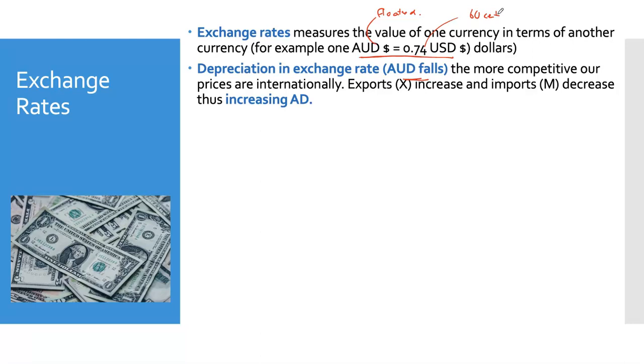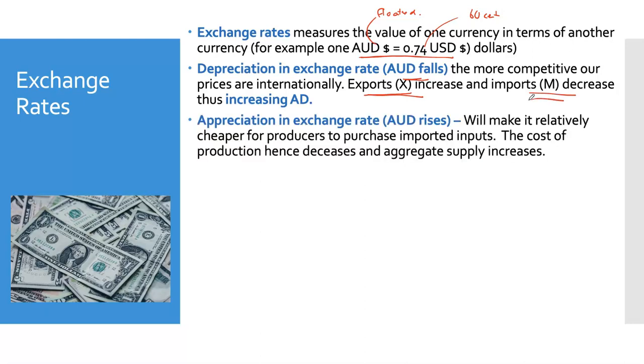If it falls, we are going to be more competitive internationally. People internationally are going to be more prepared to buy our goods because it's going to be cheaper for them. For example, they hand over $1 and it's worth more here, so they can buy more goods or buy them cheaper. Because of that, our exports will increase and our imports will decrease, thus increasing aggregate demand.